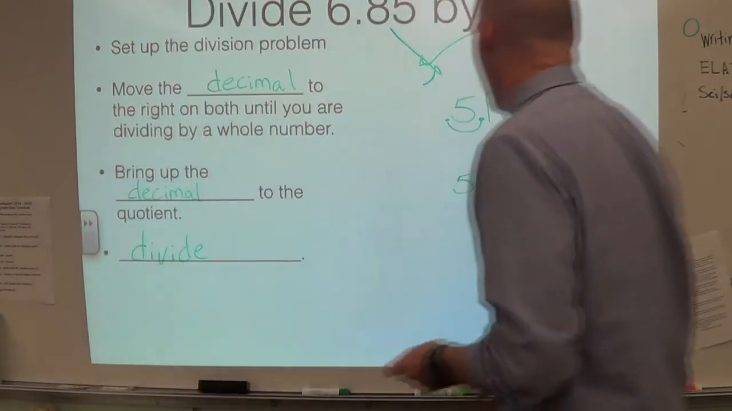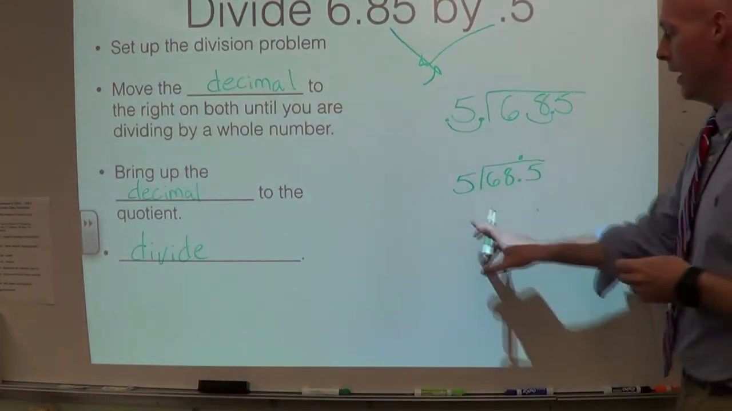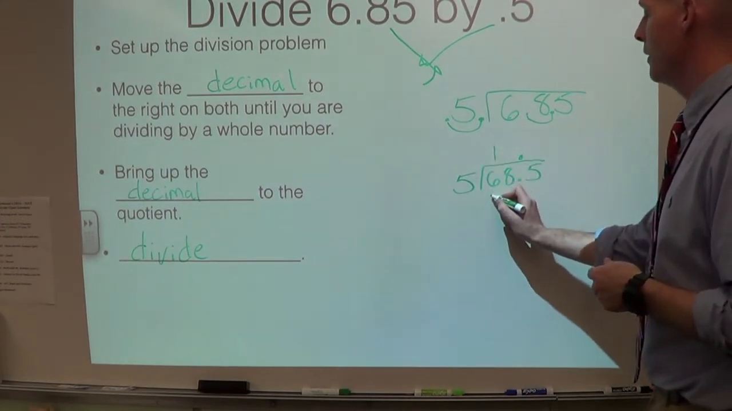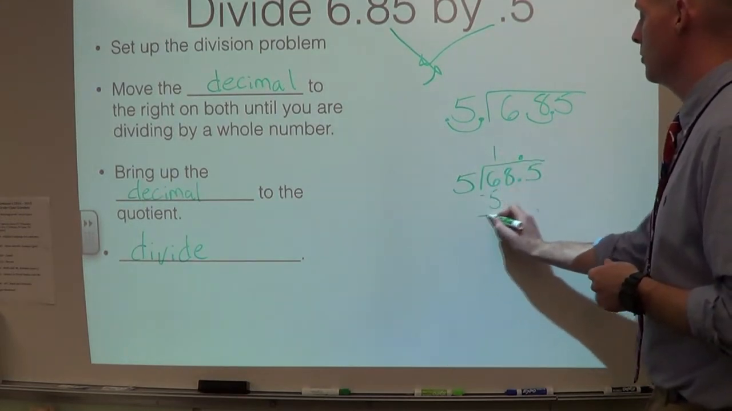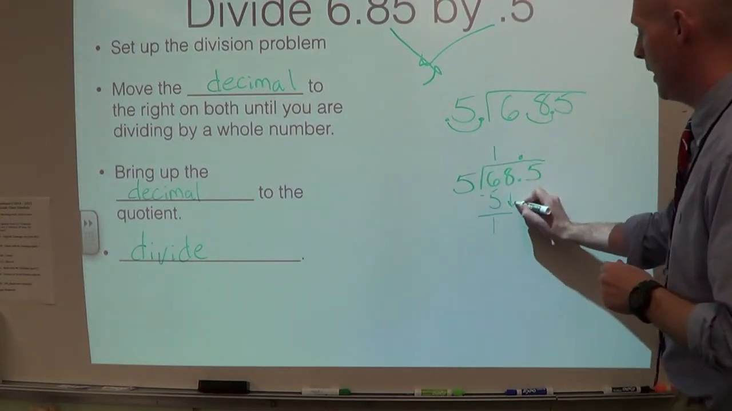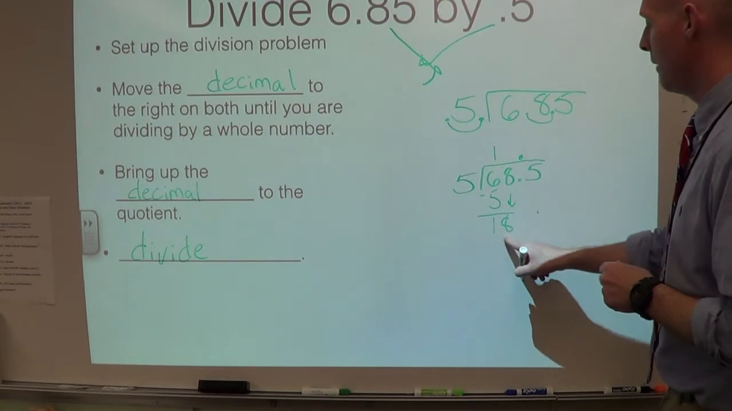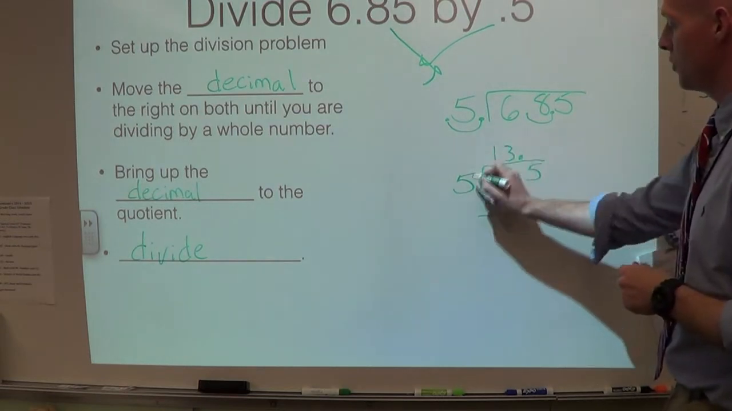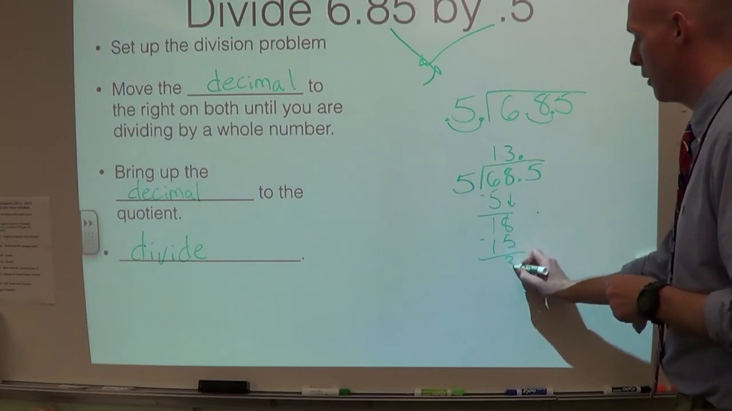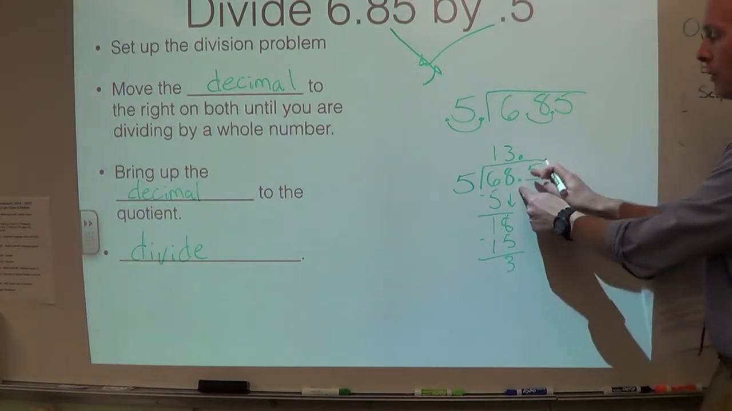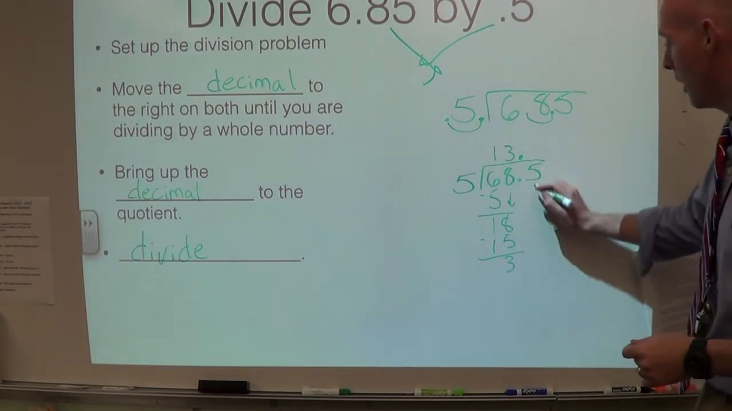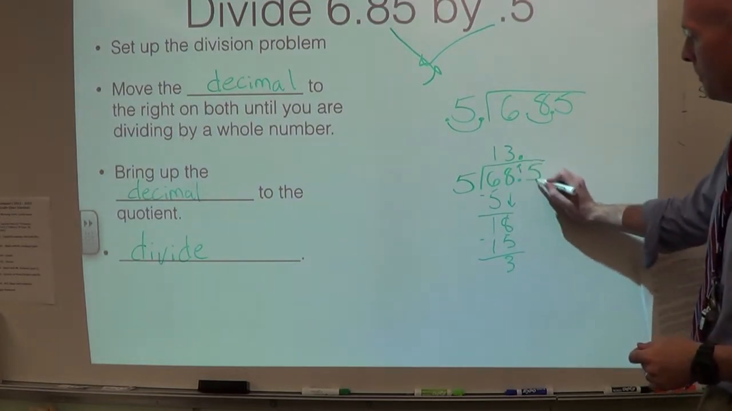Okay, so now we just divide as normal. 5 goes into 6 one time. 1 times 5 is 5. Subtract and we are at 1. Check, we're good. Drop that 8. How many times does 5 go into 18? Best is 3. 15. Subtract, and we are at 3. Okay, now we're at the decimal. We've already moved it up, so just ignore it. We don't have to drop the decimal down at all. We moved the decimal up.